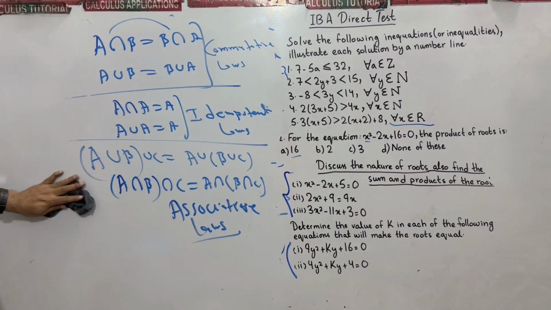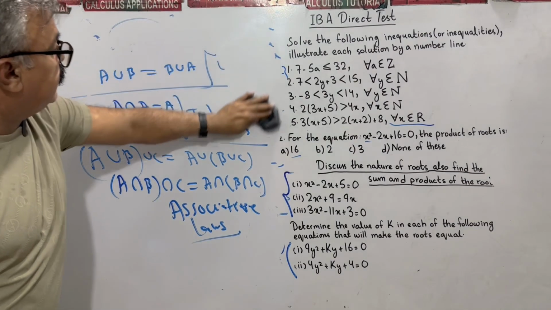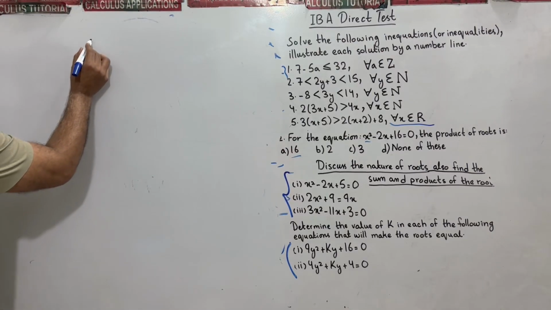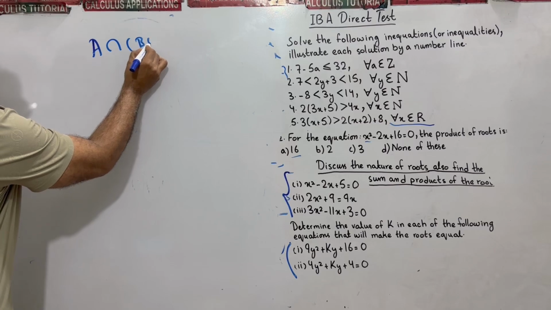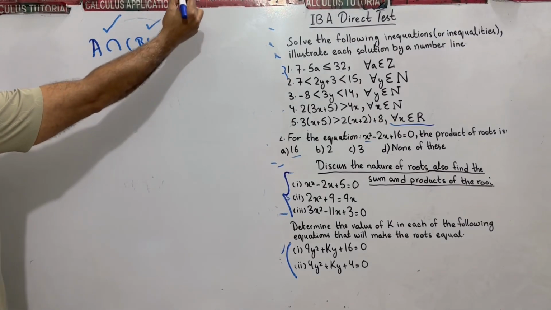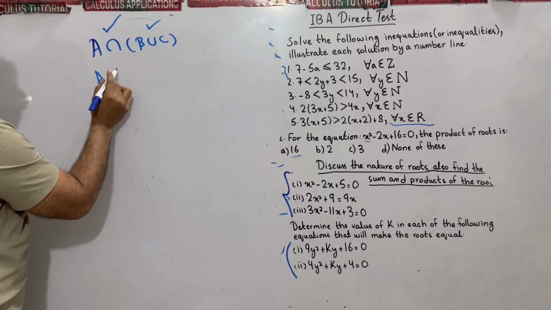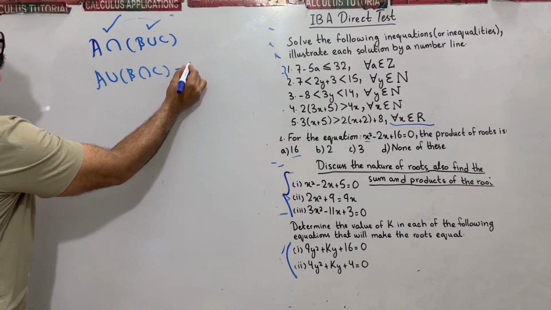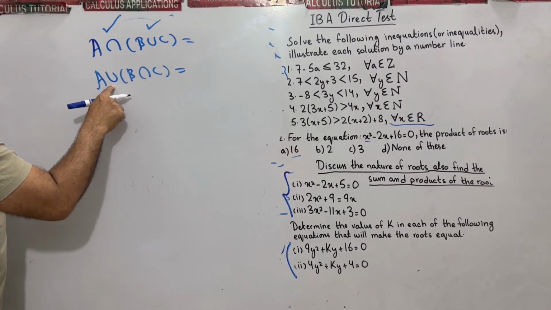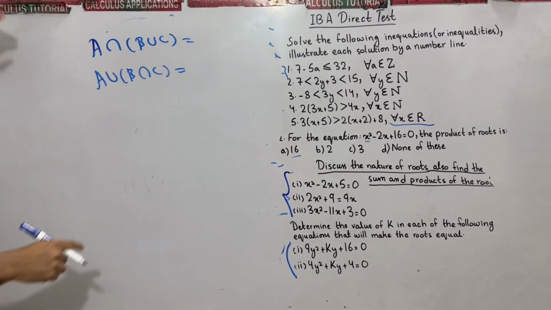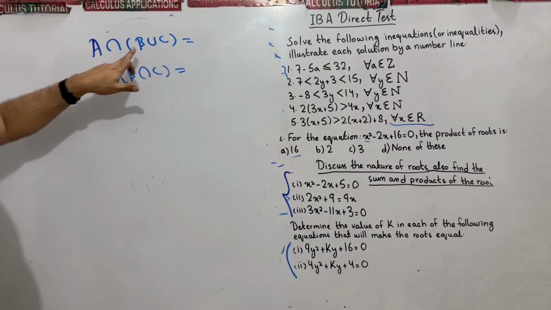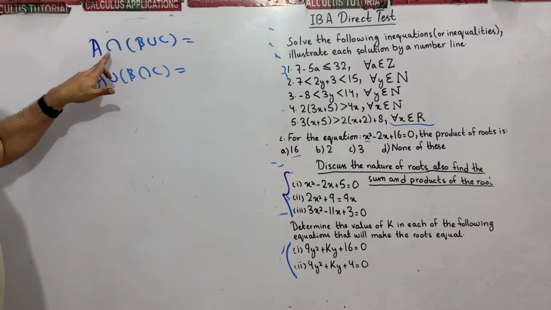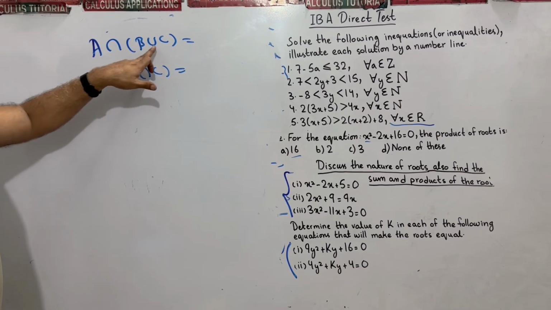Let me give you a brief idea about distributive laws and De Morgan laws eventually. Distributive law. They are very tricky. A intersection B union C: look, here it is intersection, here it is union. And the second one is A union B intersection C: union, then intersection. How to pronounce them? Distributive law of intersection over union.